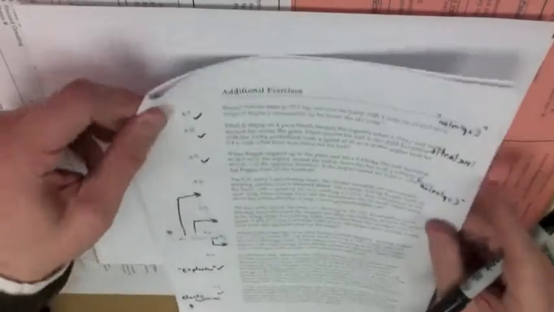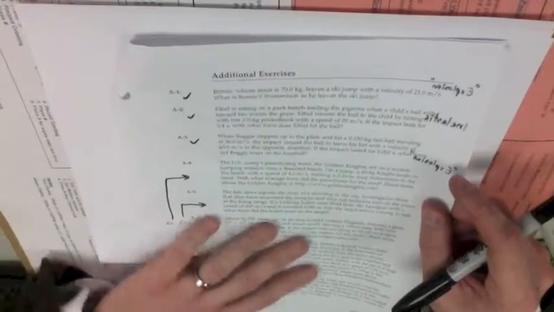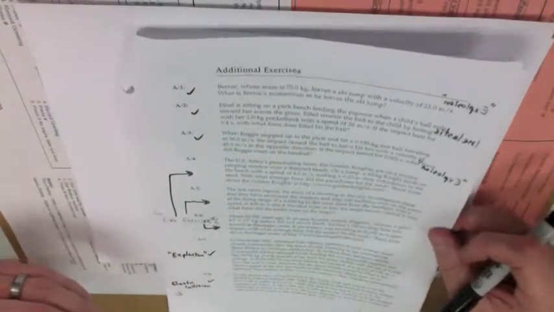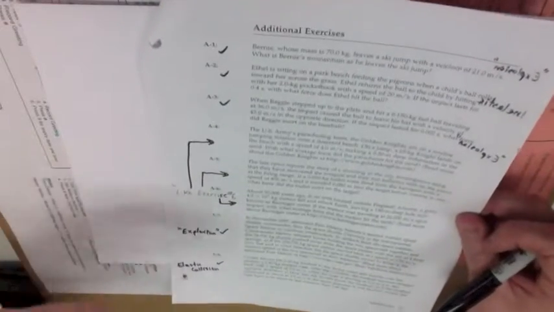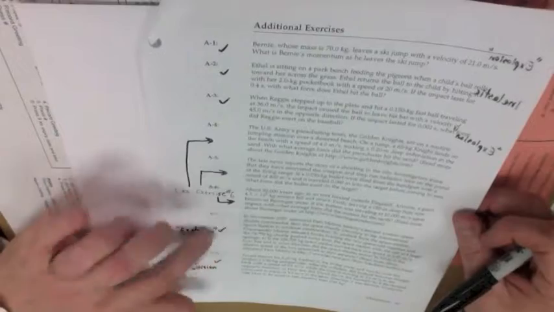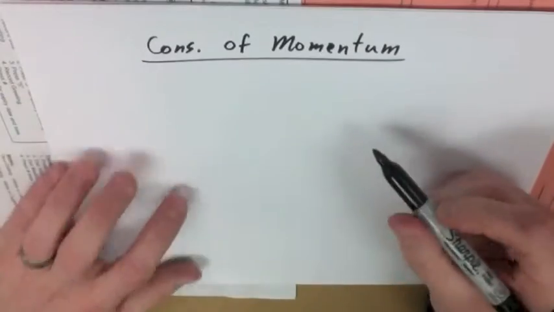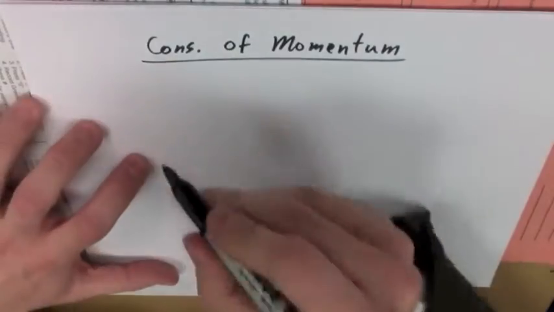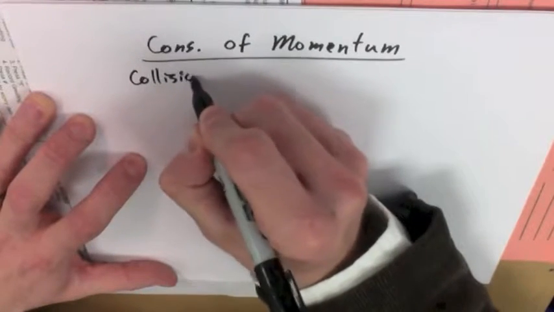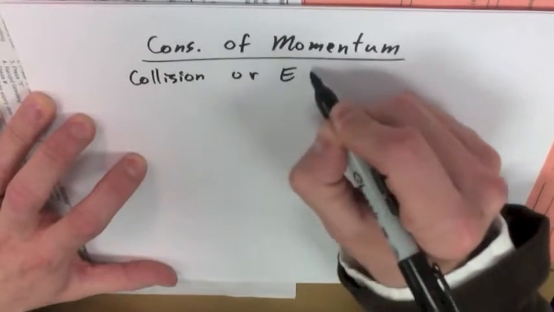And then on into additional exercises that are a mixed grab bag of everything you've been working on throughout the whole packet. Now I wanted to do one of these with you to show you how to do conservation of momentum and to give you a freebie on these. Now, when do you use conservation of momentum? I'm glad you asked. You are going to use it whenever you have a collision or an explosion.